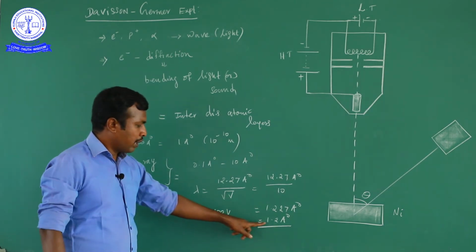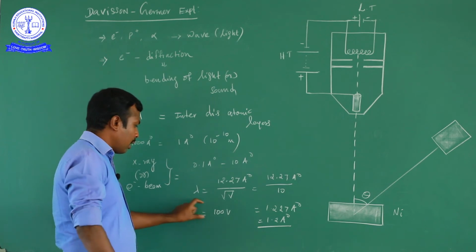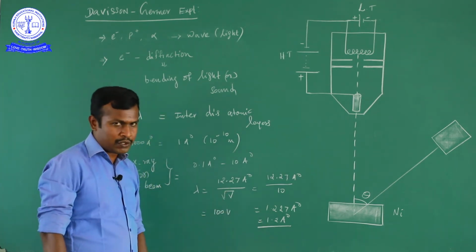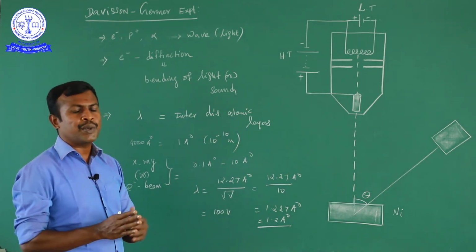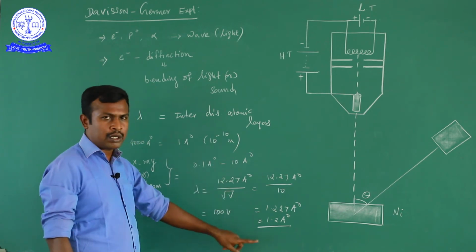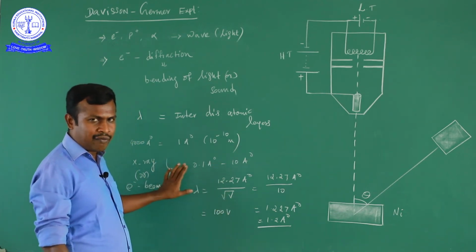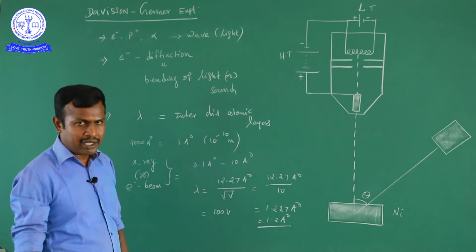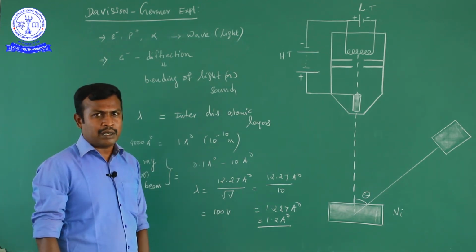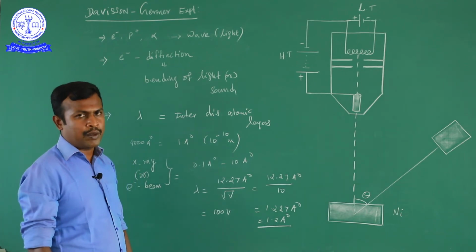So when an electron beam is given 100 volt, its wavelength by the de Broglie formula is 1.2 Armstrong. In crystals the distance between two atoms is 1 Armstrong. So both are comparable, almost equal, and by using an electron beam we can obtain diffraction from the crystals. Okay, so now we are going to discuss the experimental setup used in the Davison-Germer experiment.